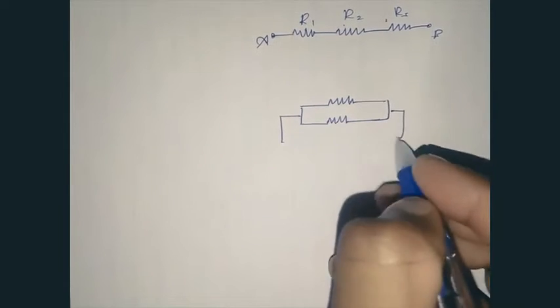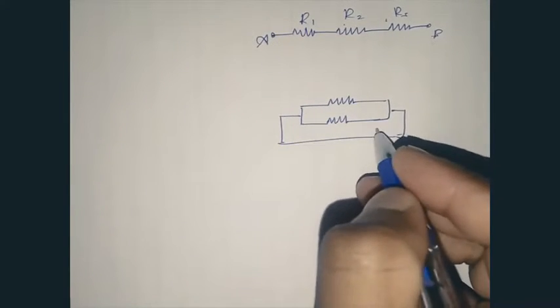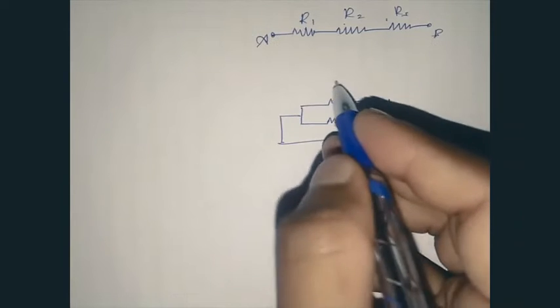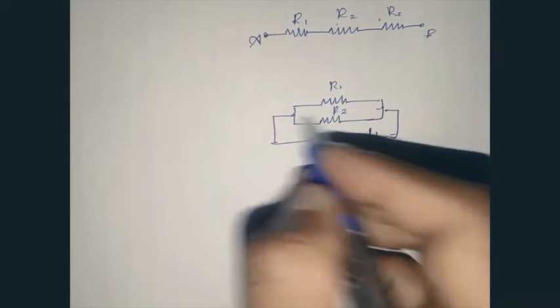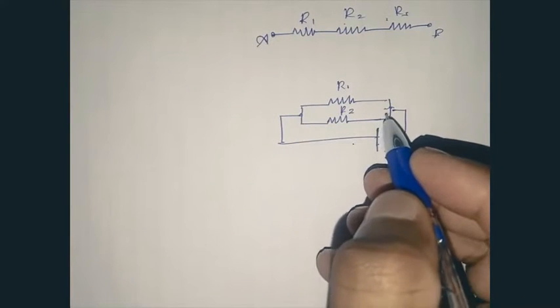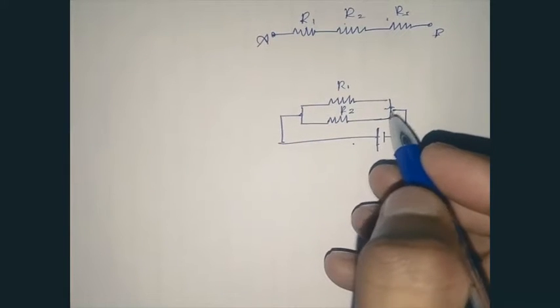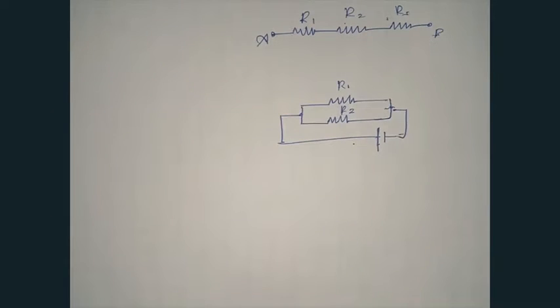So again you can see here, this R1 and R2 are in parallel because they are connected across the same points. Is that clear? This is the basic idea that we must know to identify whether the resistors are in series or in parallel.